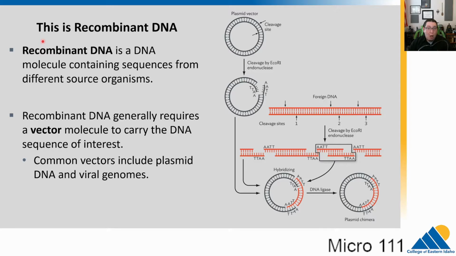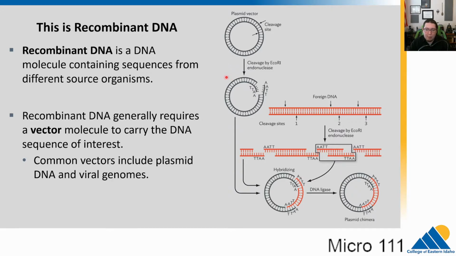This recombinant DNA, as it's called, is two pieces of DNA that come from different sources, and they're pasted together. We use plasmids as what we call a vector molecule to carry around our DNA. We can also use viruses to do this, but plasmids are really easy because we can put them into bacteria very easily. We get them into bacteria just by zapping them.